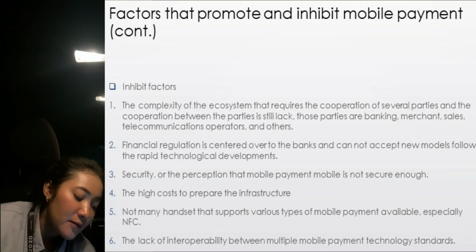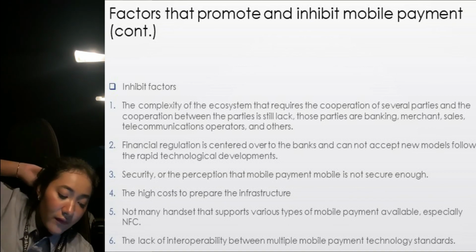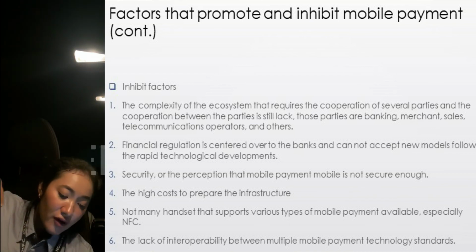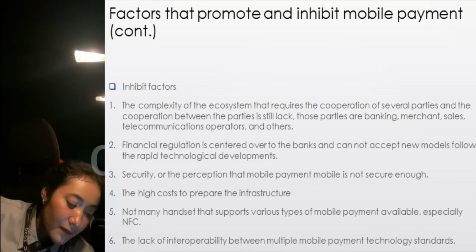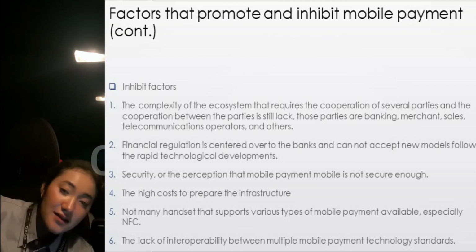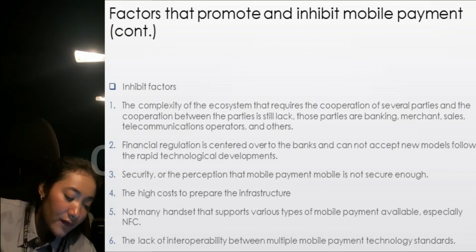And then in inhibit factors, there are six. The first one is the complexity of the ecosystem that requires the cooperation of several parties, and the cooperation between the parties is still lacking. Those parties are banking, merchants, sales, telecommunication operators, and others. And the second one, financial regulation is centered on the banks and cannot accept new models that follow the rapid technological development.